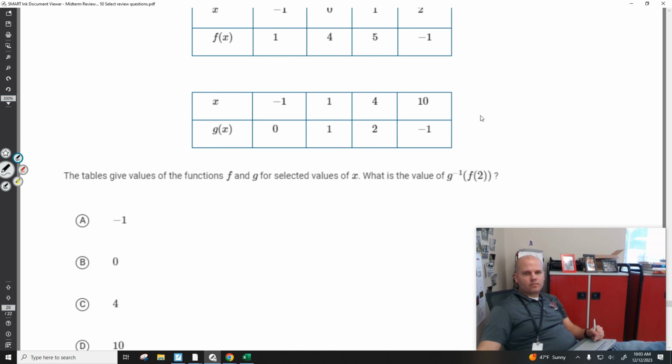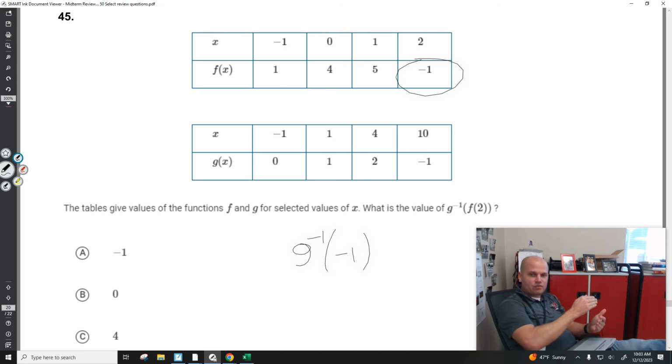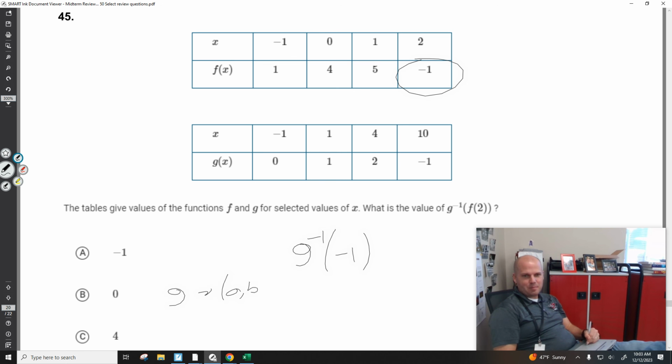Okay. All right. F of 2 is -1. G inverse of -1. That is the inverse of G. Just to make sure you guys know, if G's got the point (a, b), G inverse has to have the point (b, a). G inverse of -1, I'm looking for G's y coordinate, that's -1. 10.